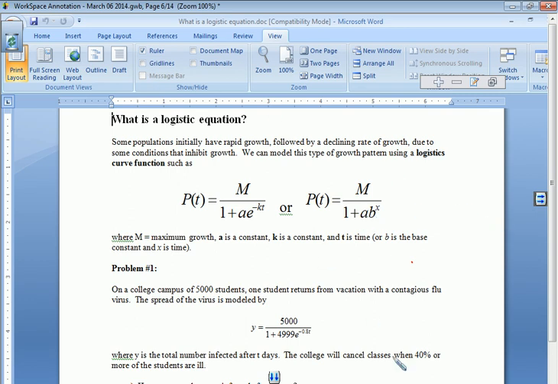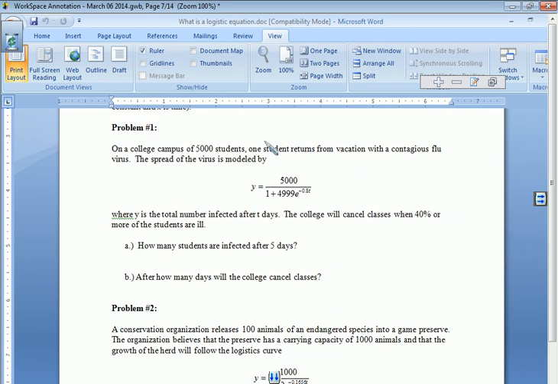So let's look at some examples where we're given everything, and we're just asked to answer some questions about it. Miss Wilby, would it matter which one we use? Which formula?